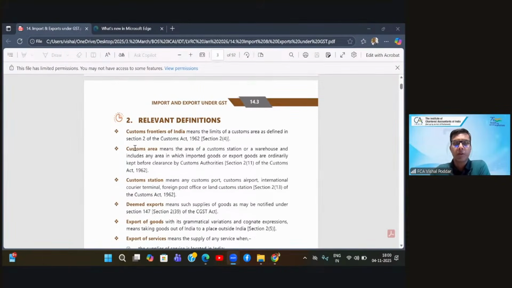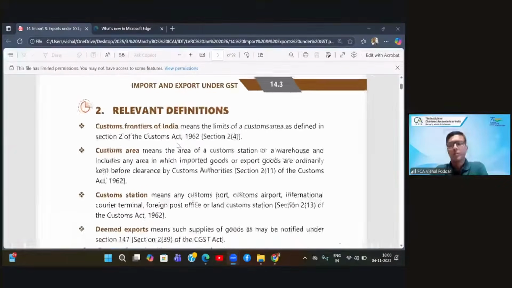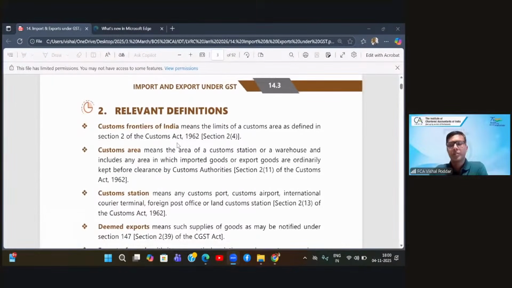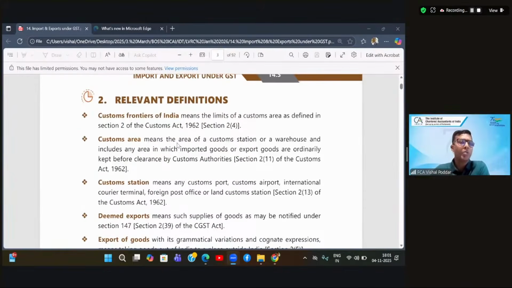So we are into an important topic. Today's topic for revision is imports and exports under GST. It is important to understand that when we talk about import export, originally the subject of import and export is coming from customs law. However, customs law is limited only to transactions of goods.